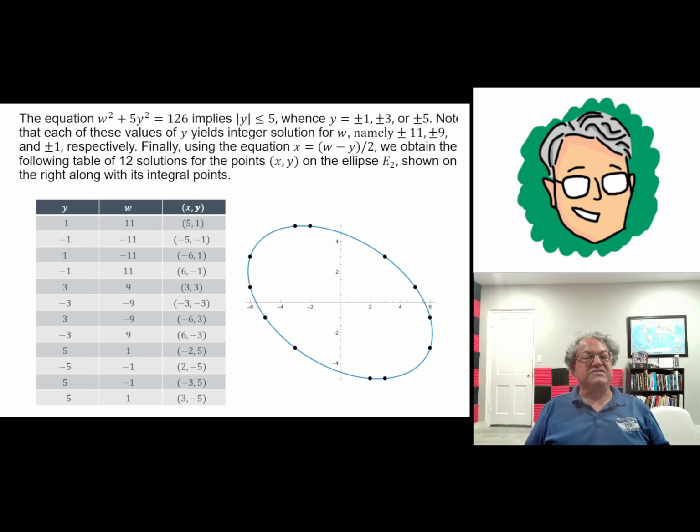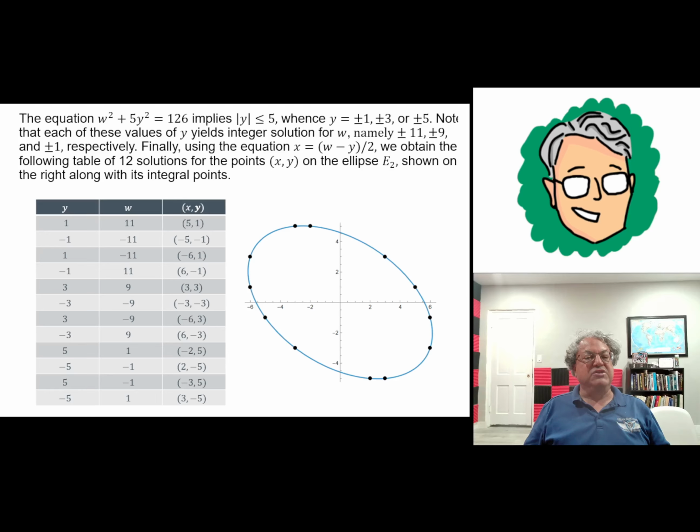But we know that y can be positive or negative, and it is worthwhile this time, since we don't have symmetry like we did last time, to consider the sign of y. So y can be plus or minus 1, plus or minus 3, or plus or minus 5. And coincidentally, it turns out that each of those values of y gives you a value of w. When y is plus or minus 1, we get w equals plus or minus 11. When y is plus or minus 3, we get w is plus or minus 9. And when y is plus or minus 5, we get w is plus or minus 1.